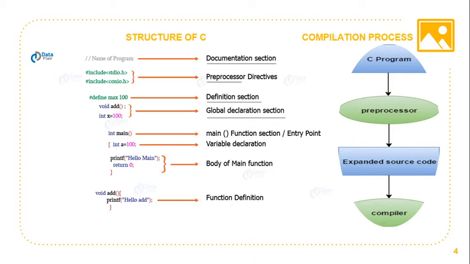How is the C program going to compile? First we write a C program, then with the help of the preprocessor commands it is going to expand the source code and it is going to compile, and later it is going to be run or executed.